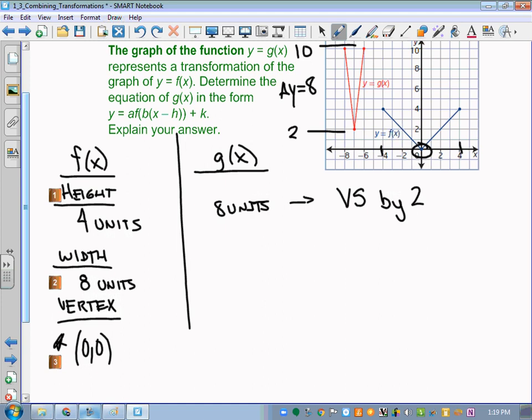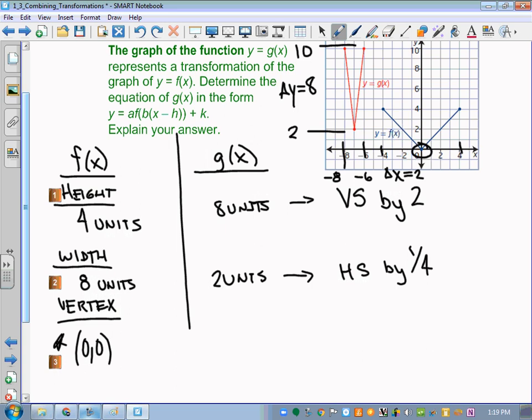For the width, the lowest x value is -8. The largest x value is -6. I ran out of room there, but the change in that x value, which is the width, is 2. So my red, or g of x, has a width of 2 units. And using the same logic, to go from 8 to 2, we have horizontally stretched this by 1/4.